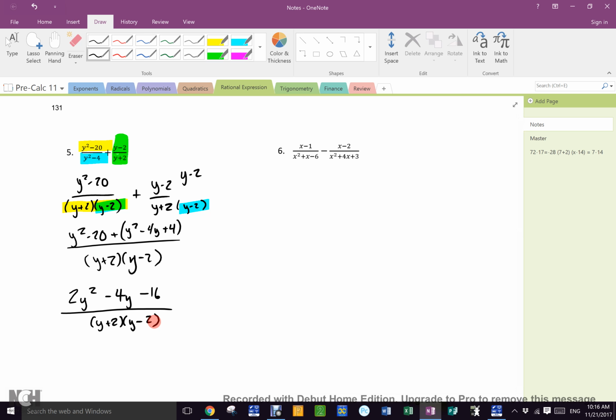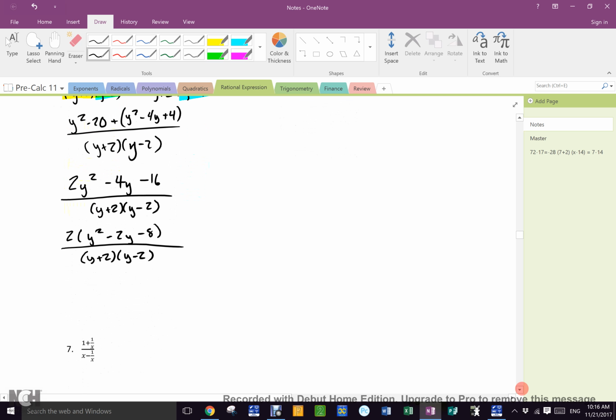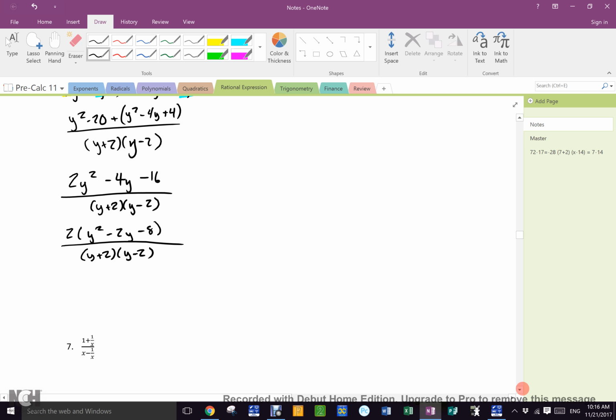No. Factor again. Where? The numerator. What's coming out of there? 2. Y squared minus 2y minus 8 over y plus 2, y minus 2. Now what? Factor again. Where? Numerator. What's it going to be?